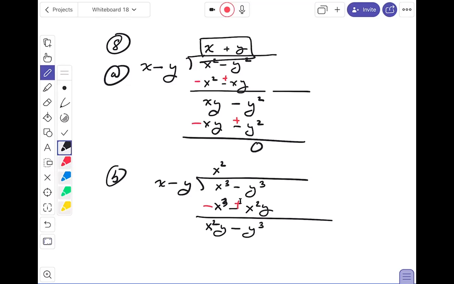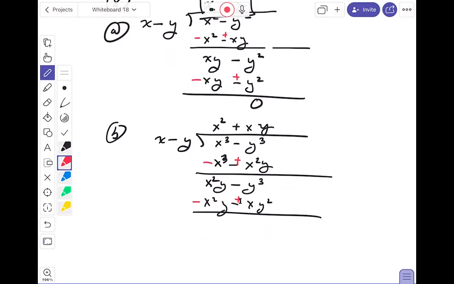You're going to keep repeating. What times this would match this identically? Well, it has to be plus xy now. I know this is difficult. X squared y minus xy squared. What are you going to do now? Change the signs and combine. Let me push this up. And what are you going to get over here? Well, let's see. You're going to get xy squared minus y cubed. And yes, I know it's difficult.